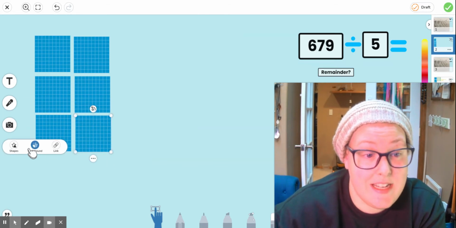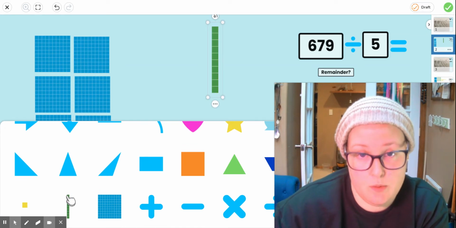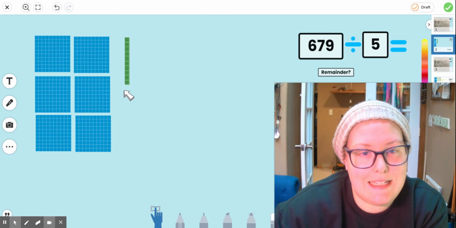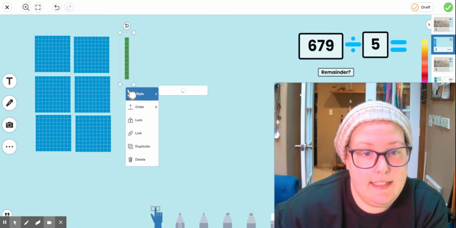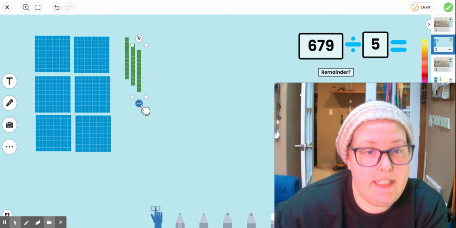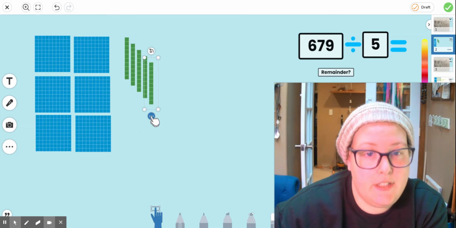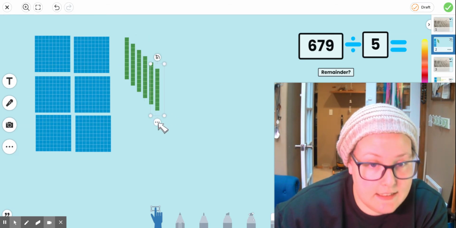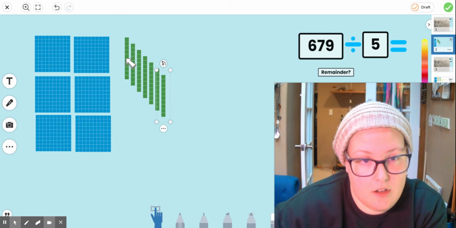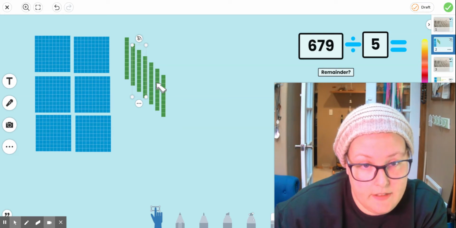But I don't need 70 tens. That would be a very different number. I just need 7 tens. That's 1 ten. I'll make it smaller. Then I'll duplicate it. So 10, 20, 30, 40, 50, 60, 70, right? There's a 7 in the tens column. 1, 2, 3, 4, 5, 6, 7.